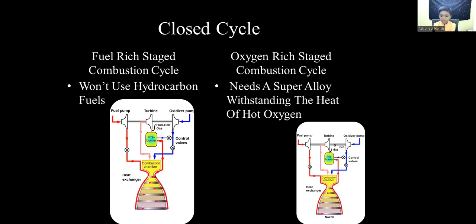ISRO's SCE-200 is an example of oxygen-rich closed cycle. It is planned to be used on the Unified Launch Vehicle or ULV. An example of fuel-rich staged combustion cycle is the main engine of the space shuttle, which is RS-25.